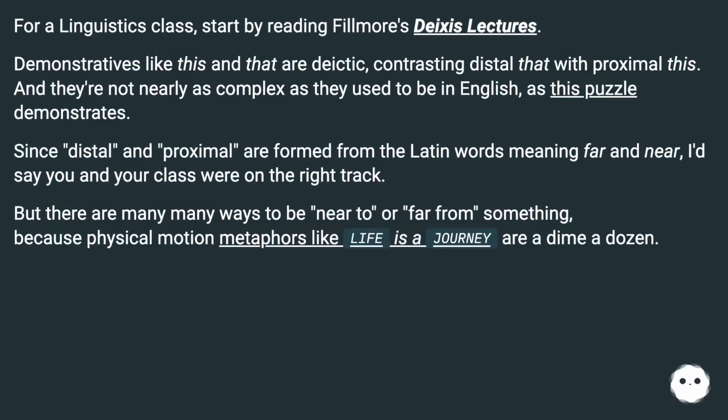For a linguistics class, start by reading Fillmore's Deixis lectures. Demonstratives like this and that are deictic, contrasting distal that with proximal this. And they're not nearly as complex as they used to be in English, as this puzzle demonstrates.